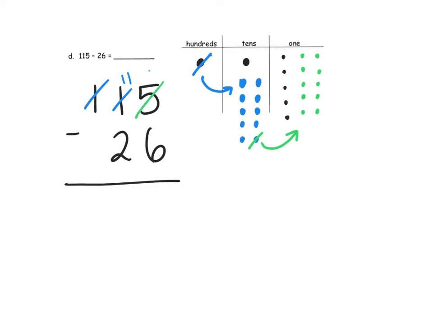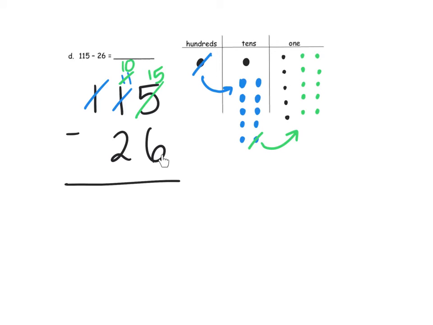So this is 15 ones. But over here now I have 1, 2, 3, 4, 5, 6, 7, 8, 9, 10 tens, not 11 tens. So I have to show that now also. Okay, so now I can do my final subtraction because I have numbers up at the top that are larger than the numbers down at the bottom.